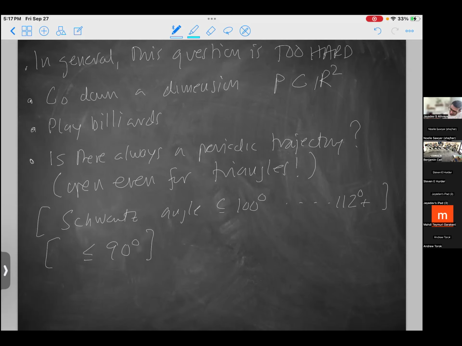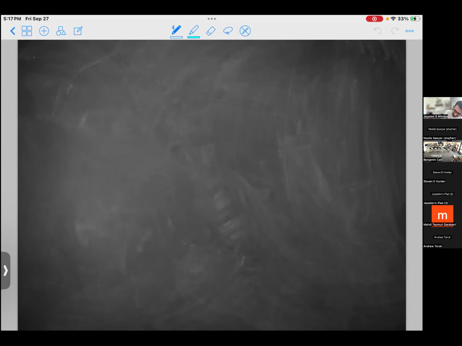Okay. But having said why this is all too hard, let me now talk about a class of polygons where we do understand things. And that's going to motivate a class of polyhedra where we can say something. So, rational polygons.